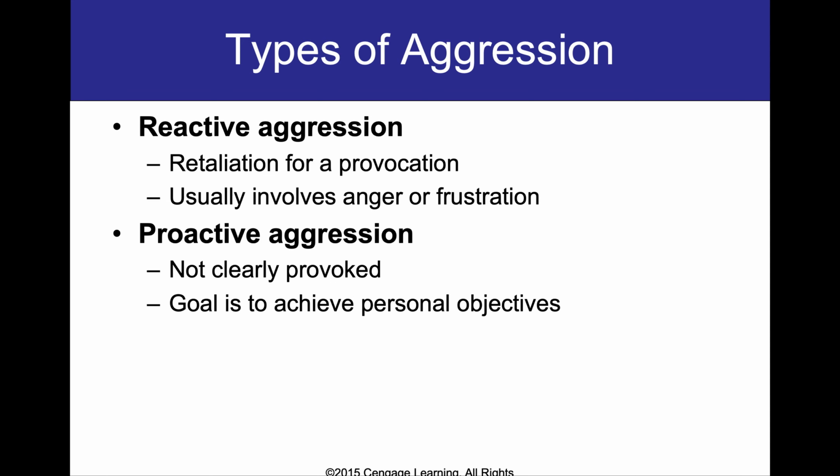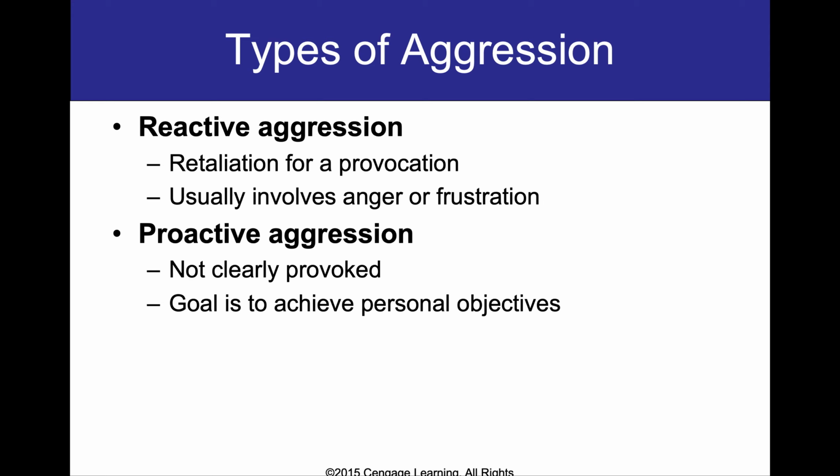Types of aggression. We have reactive aggression, which leads to retaliation. You do something to me, I'm going to retaliate. Usually it's going to involve anger or frustration. Naturally, you do something to me, I'm going to react aggressively, out of my anger, retaliating upon you, and I'll get even with you.